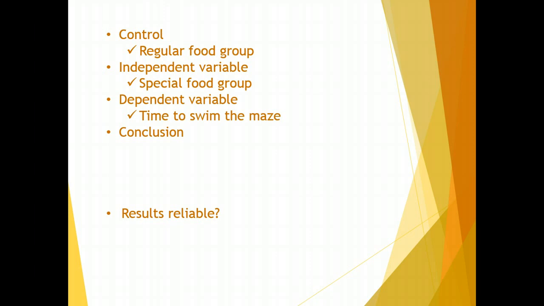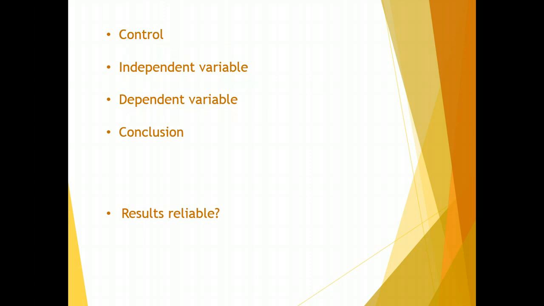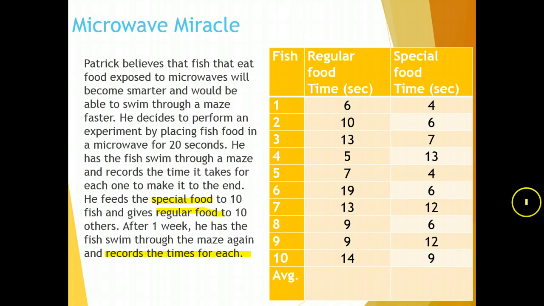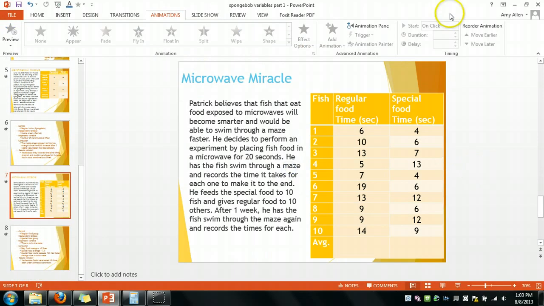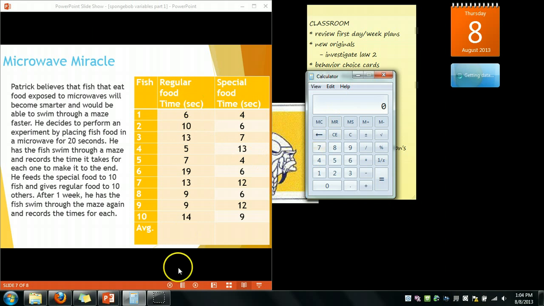In order to come up with our conclusion, we need to find the average amount of time it takes for the fish to swim through the maze. I'm going to show you how to do that here. Okay, and we'll find the average for regular food. First, to find the average, you will add up all of the numbers that you are given for one group.